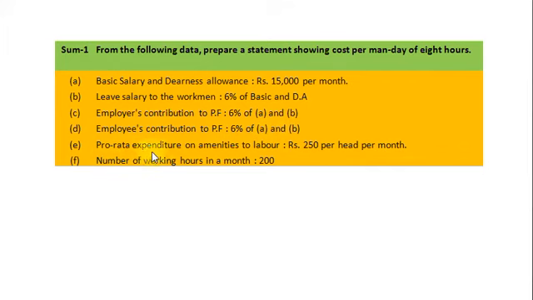Pro rata expenditure on amenities to labor is rupees 250 per head per month, and number of working hours in a month is 200. From this information we are to calculate labor cost per man day of 8 hours.